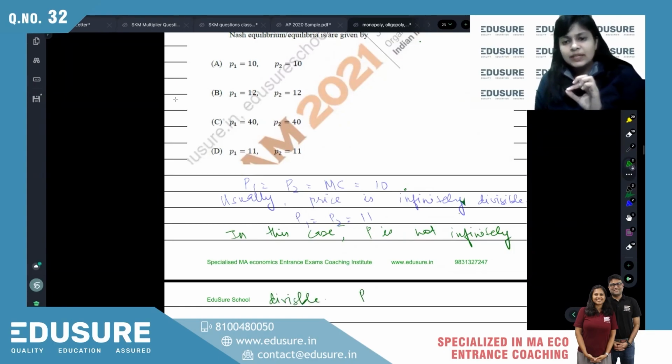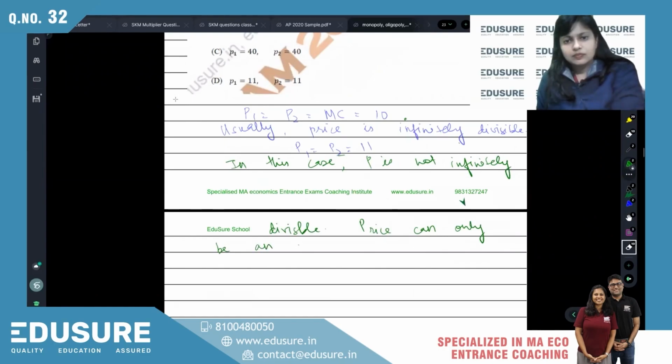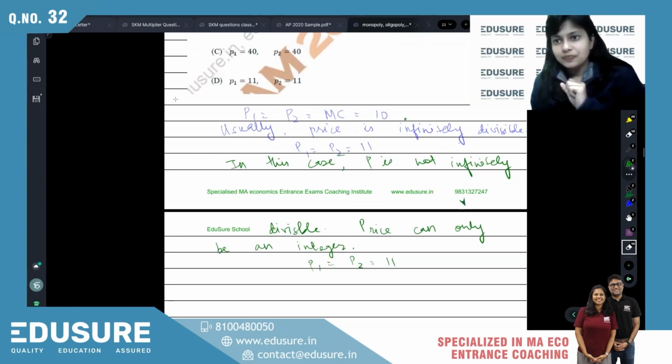Okay, price can only be an integer. Right. So now consider the case of P1 is equal to P2 is equal to 11. If any of the firms decides to undercut, initially they both charge a price of 11. When firm 1 decides to undercut, he can charge a price of 10. Now when they're charging the price of 11, they both have some profits, right? They have a profit of ₹1 per bottle sold, right?